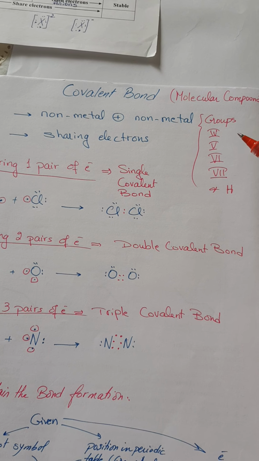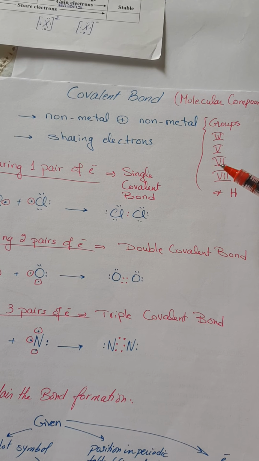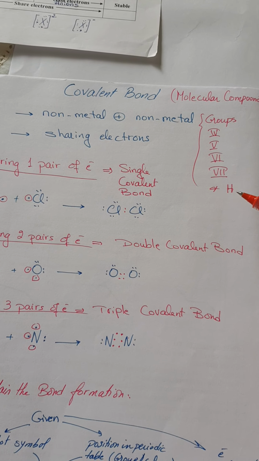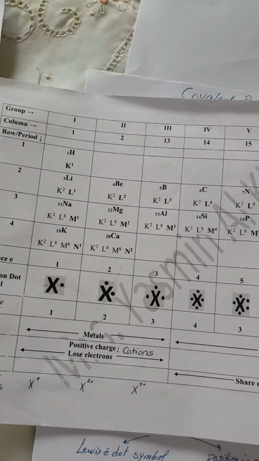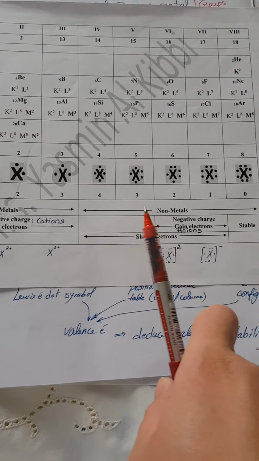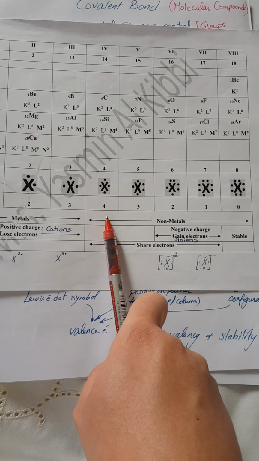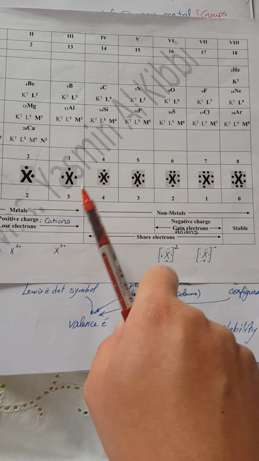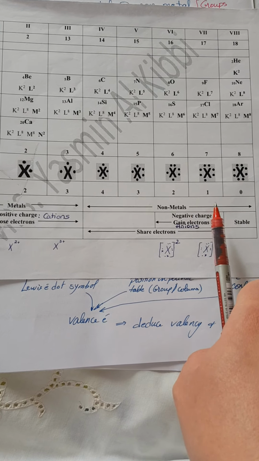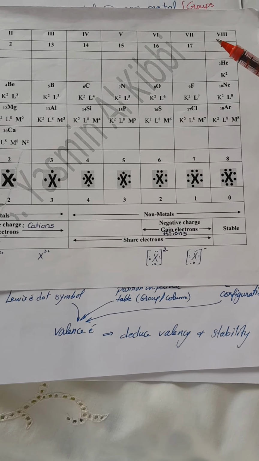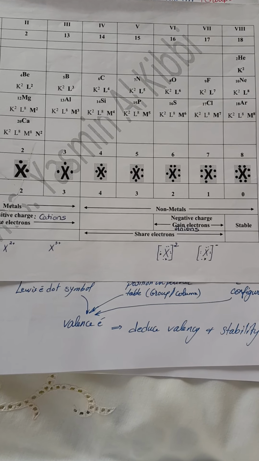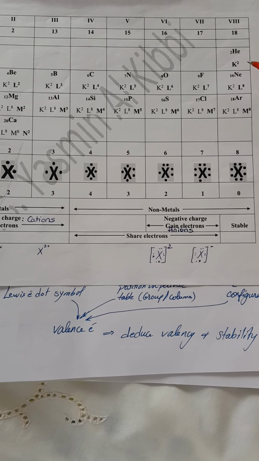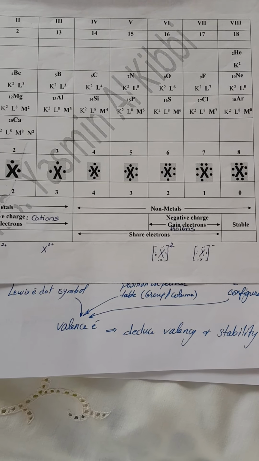Non-metals, as you know, are found in groups 4, 5, 6, 7, and hydrogen, which is an exception, is found in group 1. As we already know, here are the non-metals from group 4 till group 8. Actually, all the elements found in these groups achieve octet or duet stability to be similar to the elements found in group 8, which are chemically stable, meaning having saturated outer energy levels.